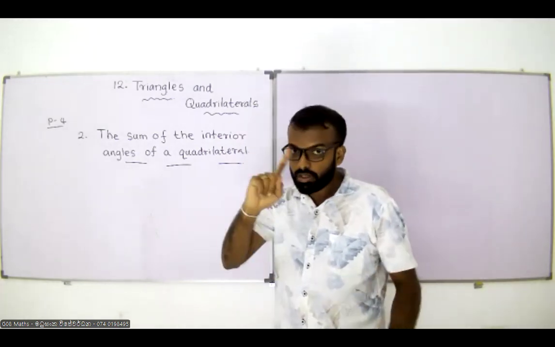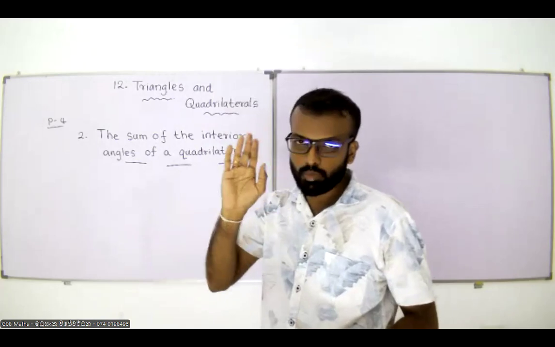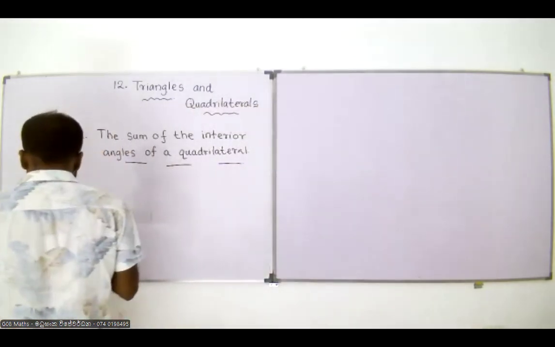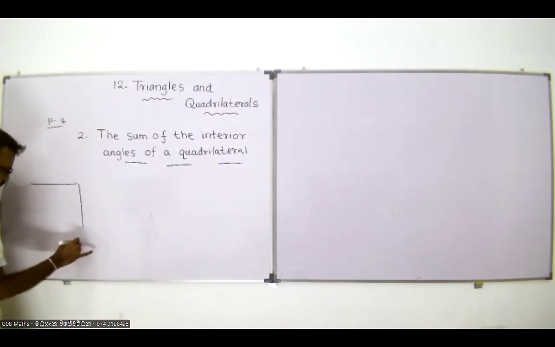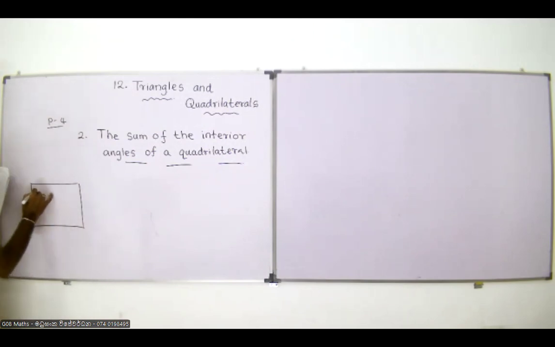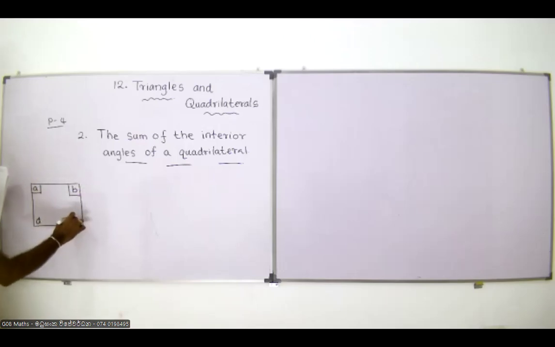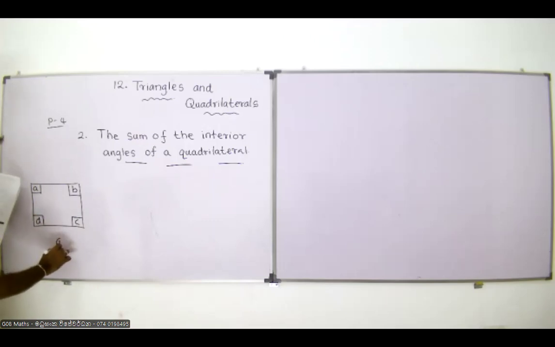So let's do this. First of all, focus on the board. I have given you three types of quadrilaterals. All of these are quadrilaterals. You know this quadrilateral: this is a rectangle. This is the first figure.